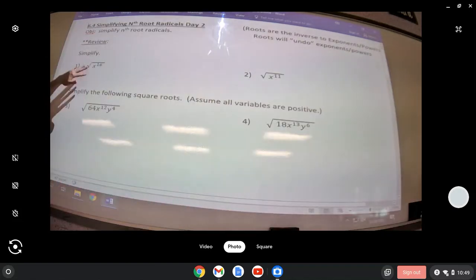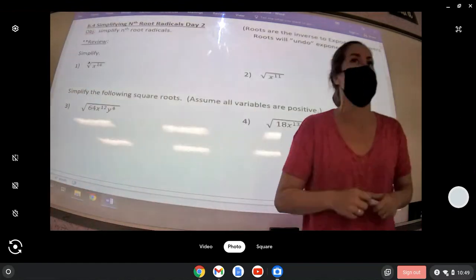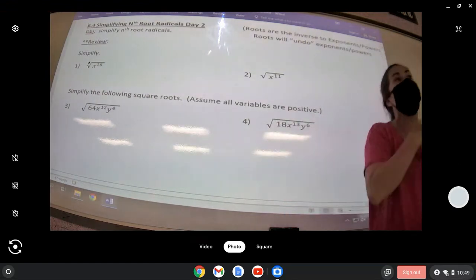So if I ask you to take the square root of x to the 16th, right? Please remember that if there is no index or root written in this little corner, it's assumed to be 2. That is the square root symbol, guys, okay? There is no first root. If nothing is written there, it's assumed to be 2.